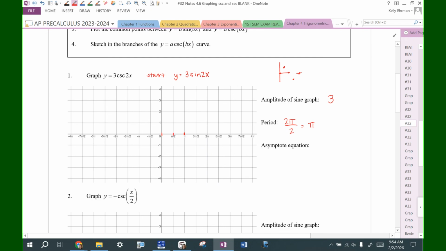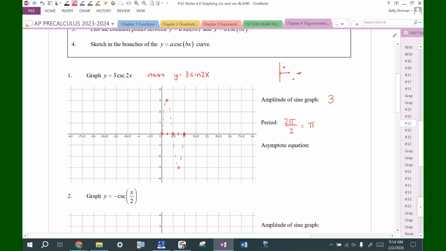So cut it in half, cut that distance in half. That would be pi over 4. And that shows you that you should have a point plotted every little half box. So put another point right here. That would be 3 pi over 4. So the first period of the sine graph would start at 0. At the next pi over 4 box, it goes up to 3. Then 0, negative 3, 0. So here's one period of the sine curve.